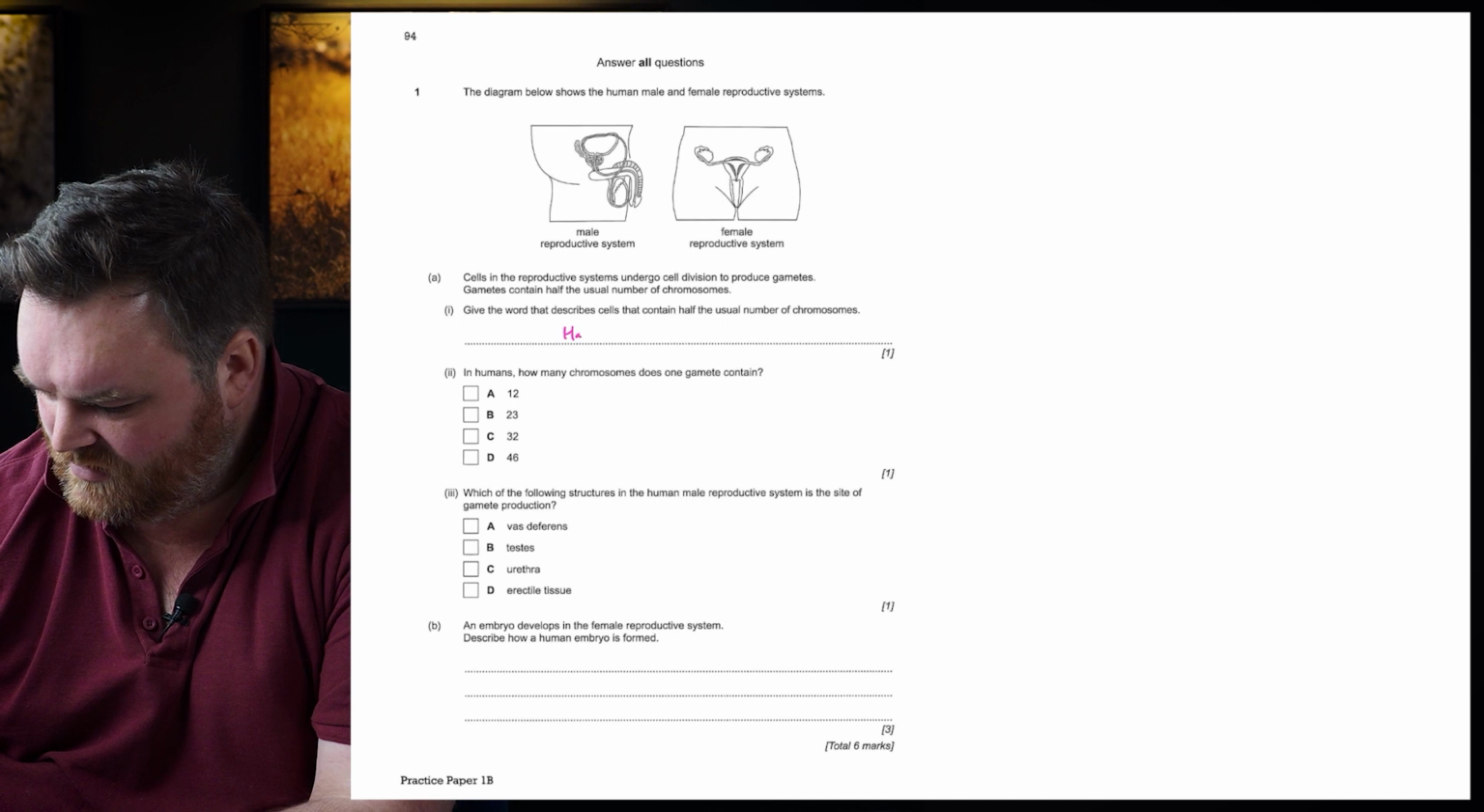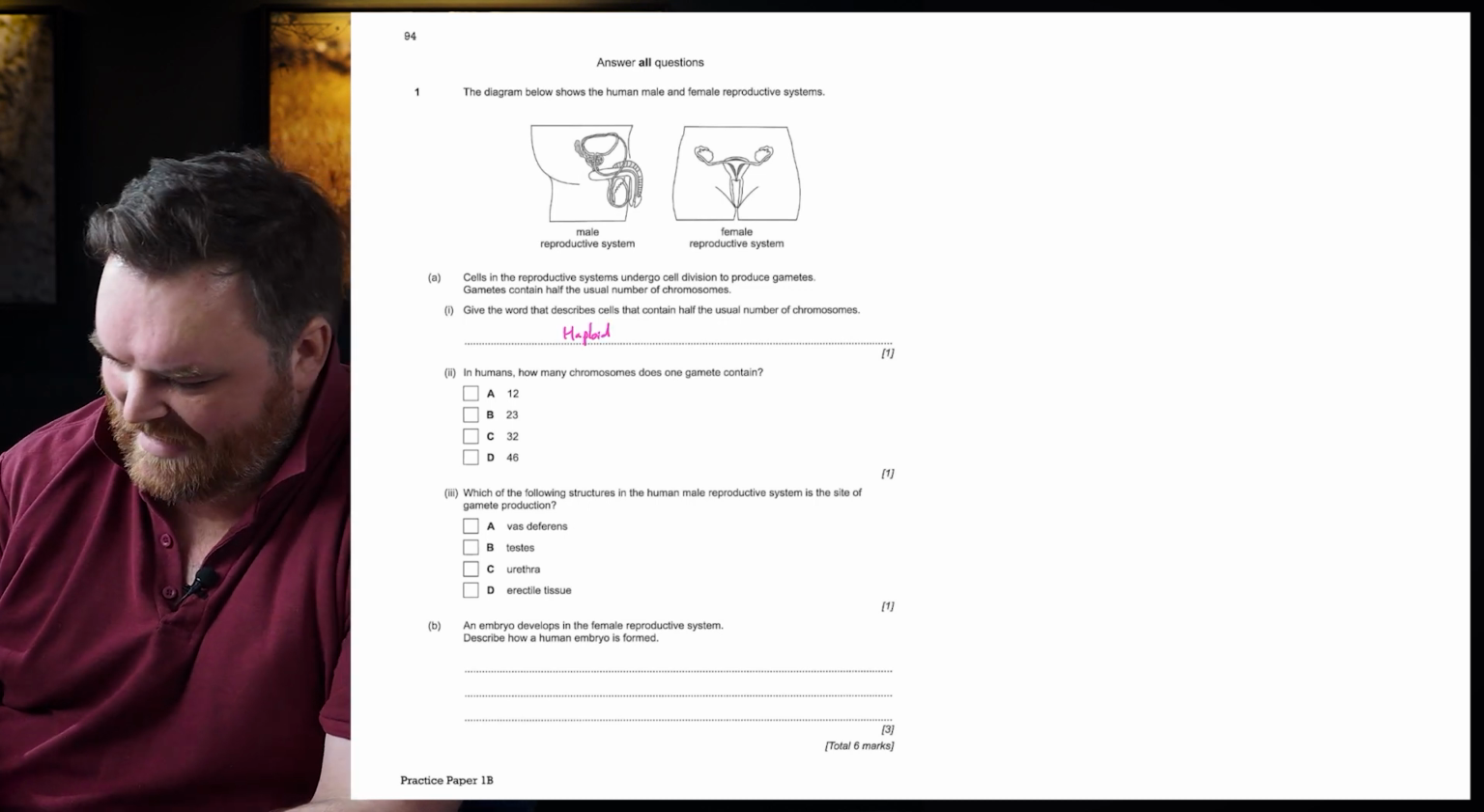Okay, so question one is focusing on human reproductive systems. We've got quite a lot of factual stuff in here. It's a nice sort of open goal to start with. This is all assessment objective 1, that's the recall stuff. So let's chuck some answers in. A word that describes cells that contain half the usual number of chromosomes is haploid.